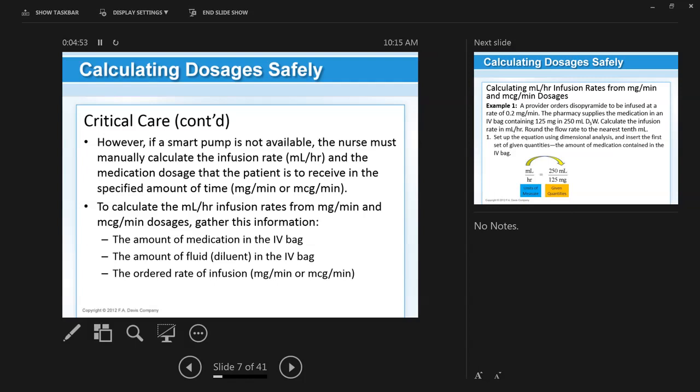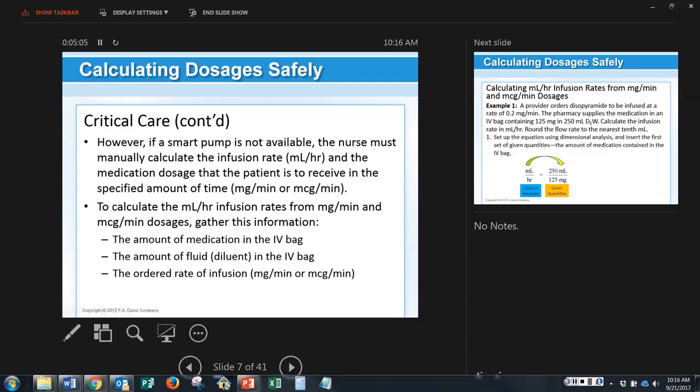With that same thing being said, we also need to know how much fluid is in the bag. We know what our total volume is, and then we also need to know what our healthcare provider has ordered for the rate.